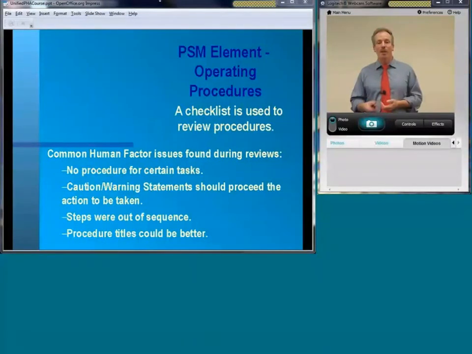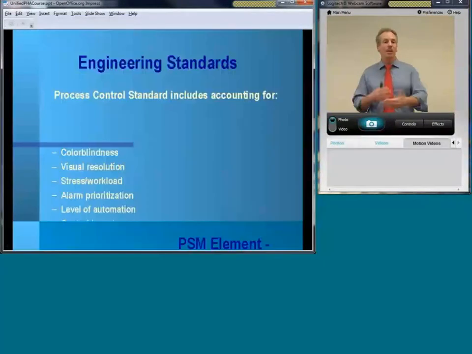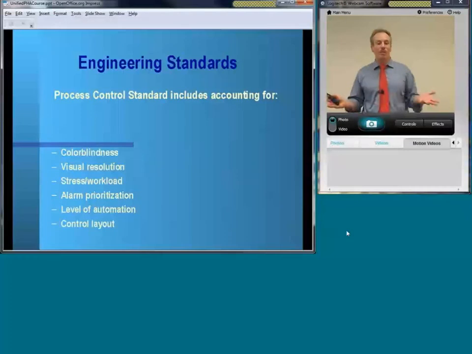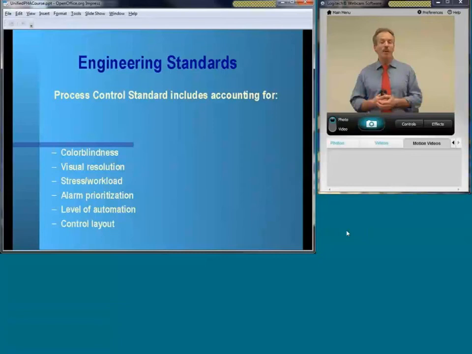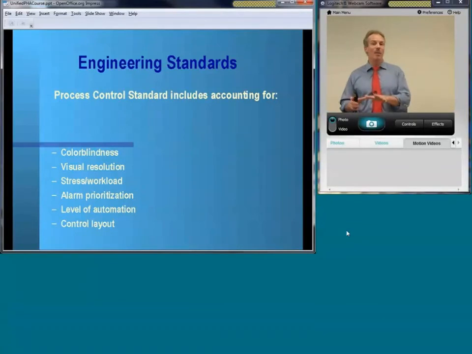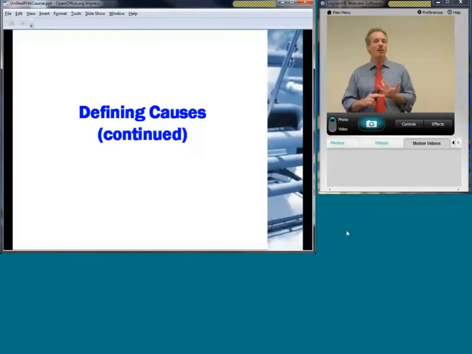Other engineering standards that you need to be thinking about with respect to human factors: color blindness, visual resolution, stress, workload, which we talked about already, alarm prioritization, which we talked about, automation, and also control layouts. All these things are important when you're trying to either take credit for operator action to mitigate an event, or take credit for the operator doing their job to prevent the event from occurring in the first place.